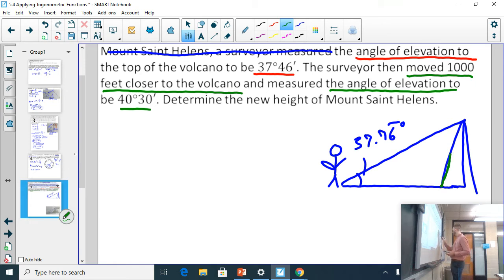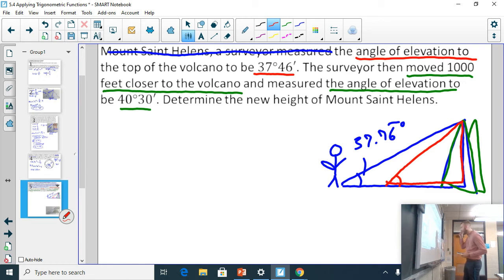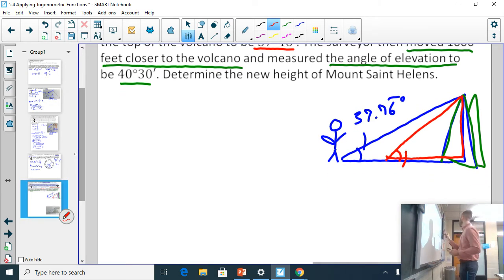I suppose here, I'll color code my mountain. I'll make it more obvious, if that's the mountain, that the blue is the triangle. And now he moves 1,000 feet closer, so he's going to be closer to it, and he does the same thing. He looks to the top of the mountain, right? And then that angle there, let's see, we kind of have two triangles here. That angle there is then 40 degrees and 30 minutes, which is the same thing as 40.5 degrees.